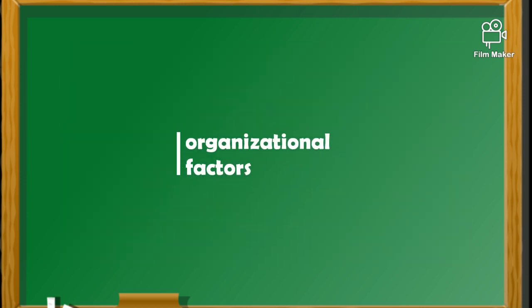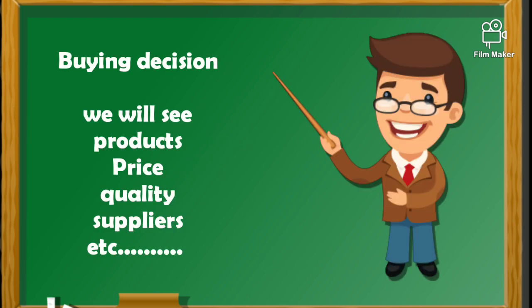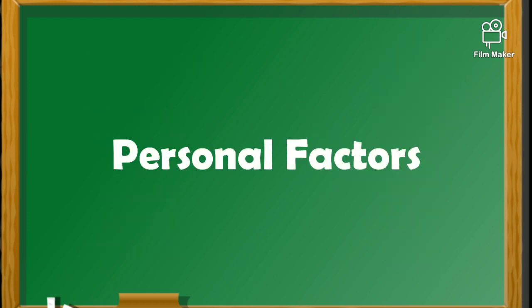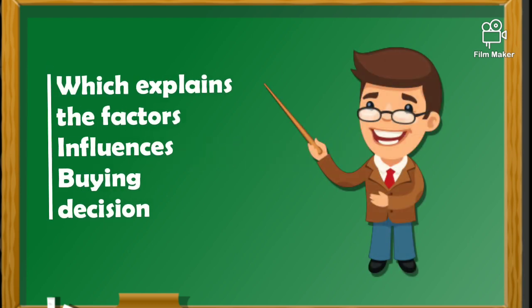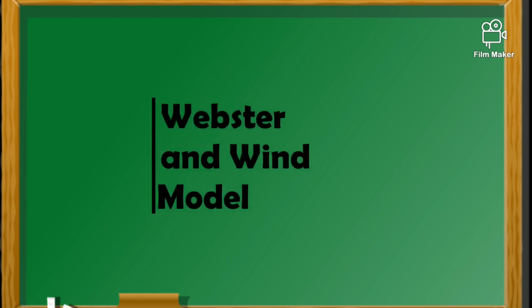One of them is organizational factors. Like when you buy the raw materials, you'll go with factors like best product, best quality, and dependable delivery, or the lowest price, and also many personal factors. So in this chapter we are going to study the two models which explain the factors which influence organization buying behavior. Now let us learn the first model, the Webster and Wind model of organizational buying behavior.